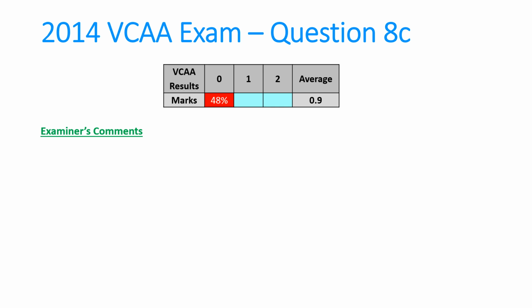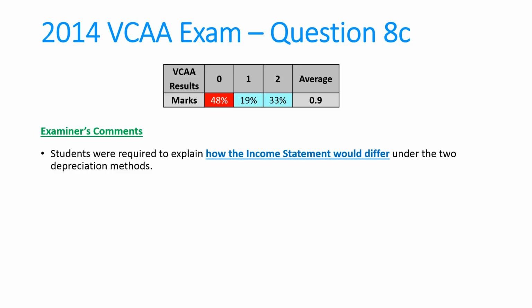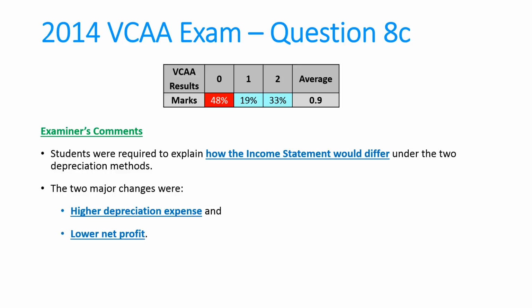Looking at the mark breakdown, a lot of students had trouble answering this. Not having any numbers to back up your straight line depreciation probably didn't help. A third of students managed to get the 2 out of 2. Looking at the examiner's comments, students needed to explain how the income statement would differ, but also talk about the 2 changes. So one was higher depreciation expense, and secondly, that must mean a lower net profit.